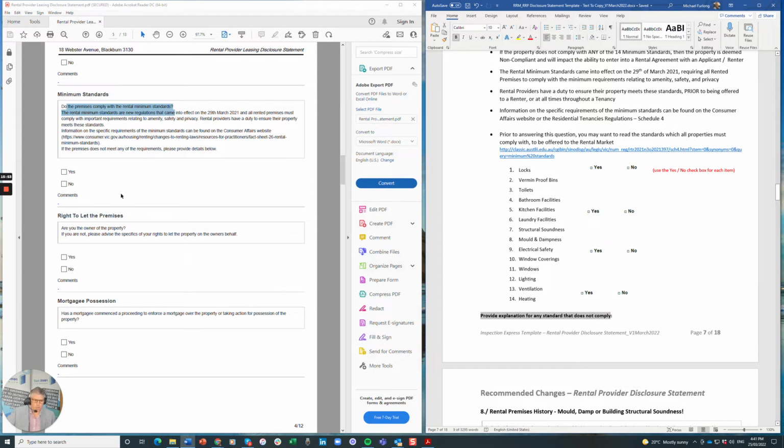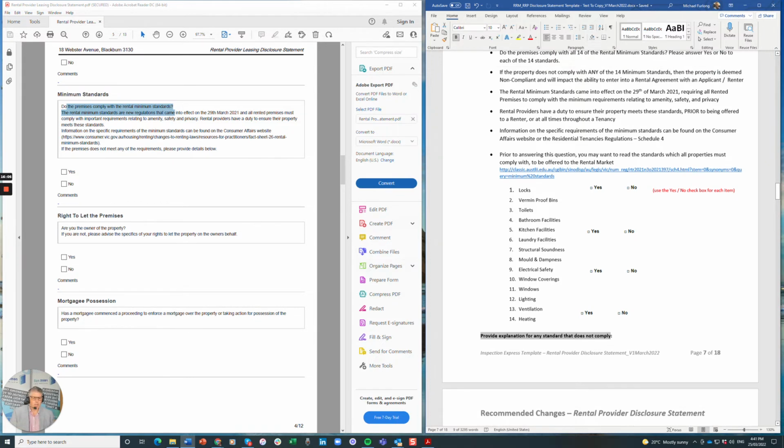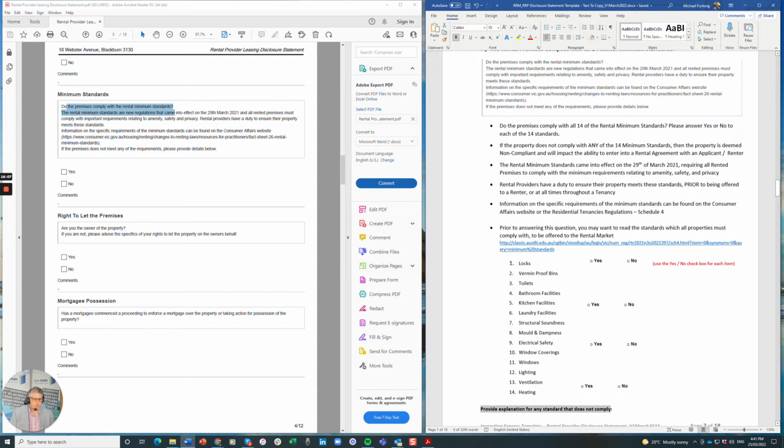So what we're looking for, instead of the owner just going tick yes, and we know that the property doesn't comply, which means we've got to go back and forward, what we're doing is saying to the owner, does the property comply to these 14 standards? That's what we're looking for, not one tick. So if it complies to all 14, then we're off and running. But at the moment, all the ones that I'm seeing are not compliant.